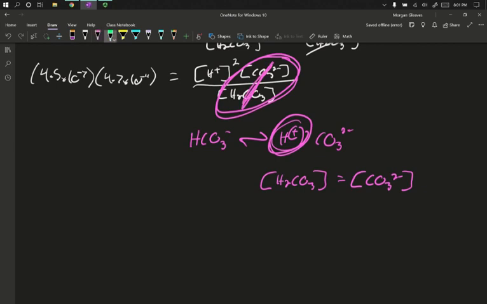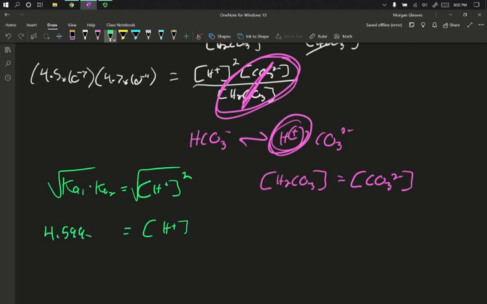This simplifies down to then just Ka1 times Ka2 is equal to the square of the H+ concentration. So take the square root. Our H+ concentration in this case becomes 4.599 times 10 to the minus 9. If you want to take the negative log of that, that gives us a pH of 8.34.